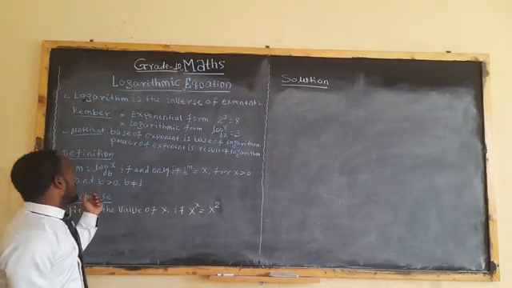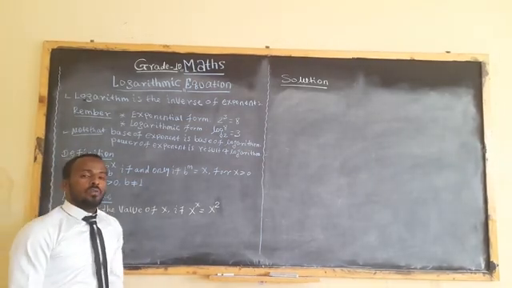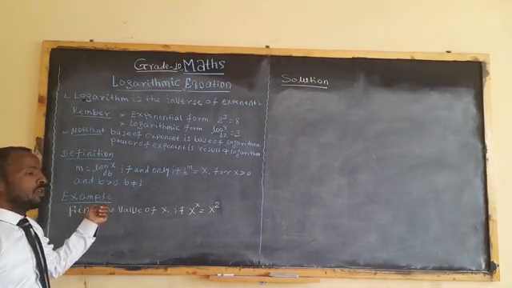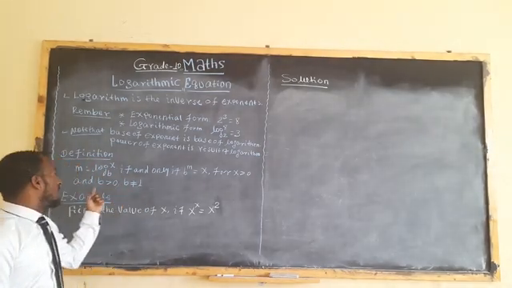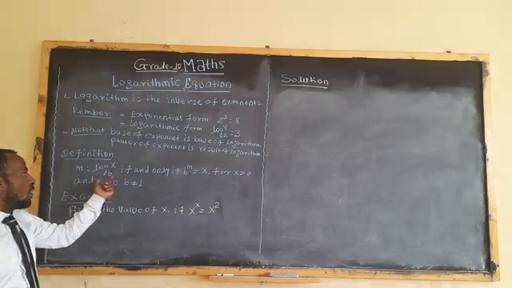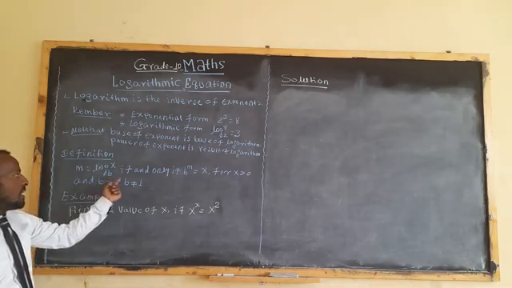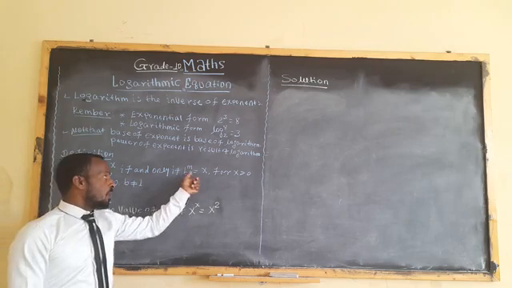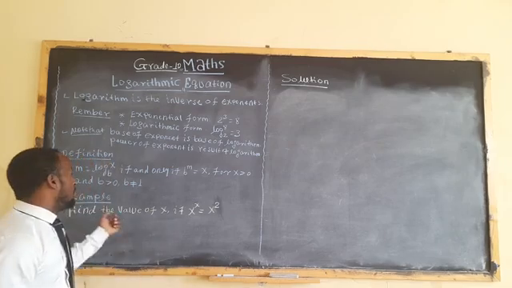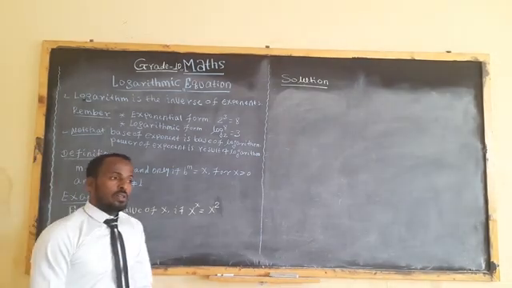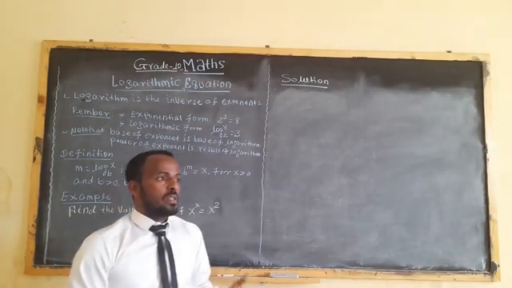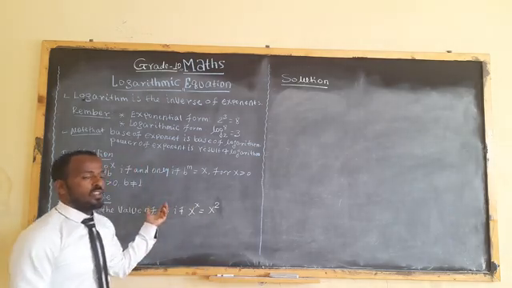Then when we go to the definition, logarithmic equation can be defined as m equal to log of x to the base b, if and only if b to the power of m equal to x, for x greater than 0 and b greater than 0, and as well b different from 1. This is the rule in the definition.